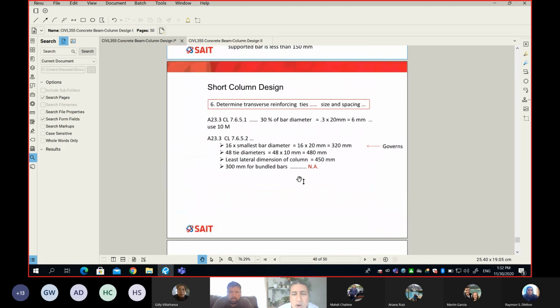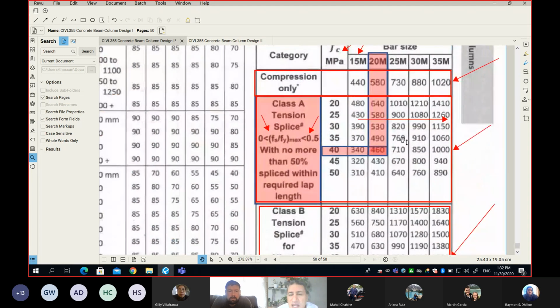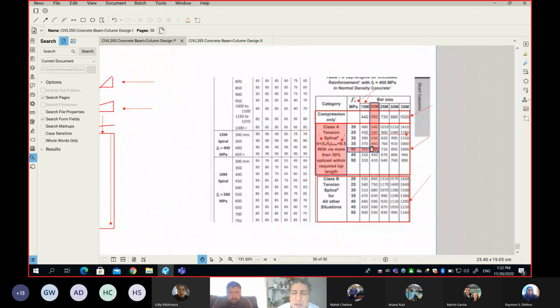And so now let's go. We know this is splice A. So because we know it's splice A, now we can tell we are in this part of the table. So 40 MPa with 20, so we need 460 millimeter.